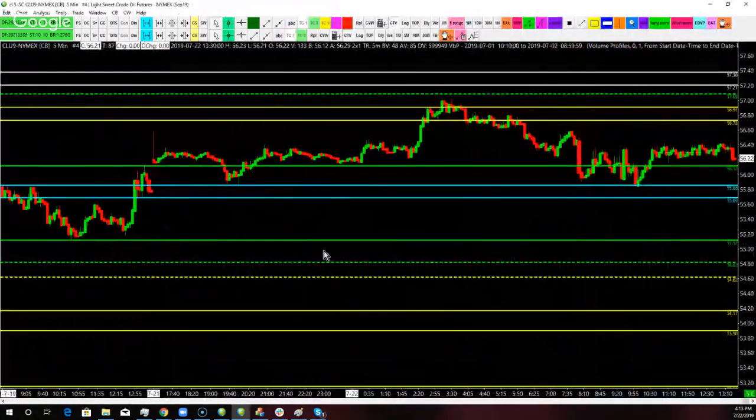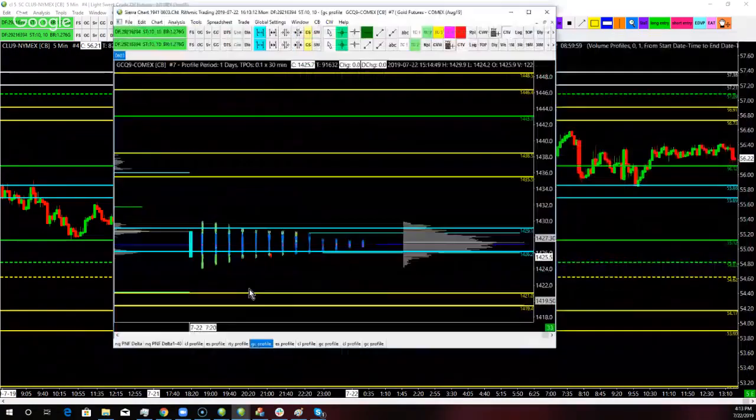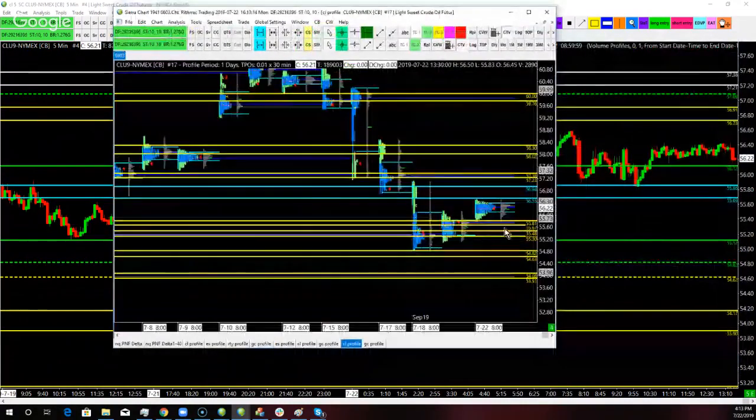So this is the basis, or the fundamental areas we want to trade. Again, this blue area, if we come over here and we look at the profile for CL, right? So this blue area is the prior day's volume and TPO point of controls right there at 55.81, 55.67.